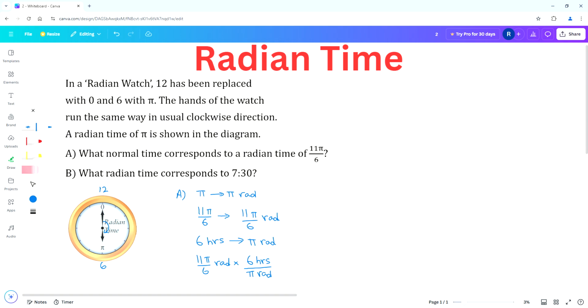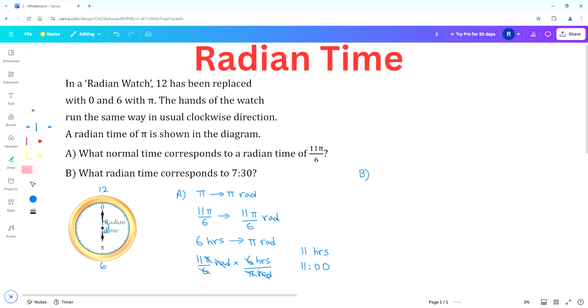We keep the radian unit in the denominator because we want to cancel it out. We can also cancel out the pi's. We can also cancel out the 6's. So we are left with 11 hours, which corresponds to a time of 11. This should be the final answer for part A. Now we can answer part B.